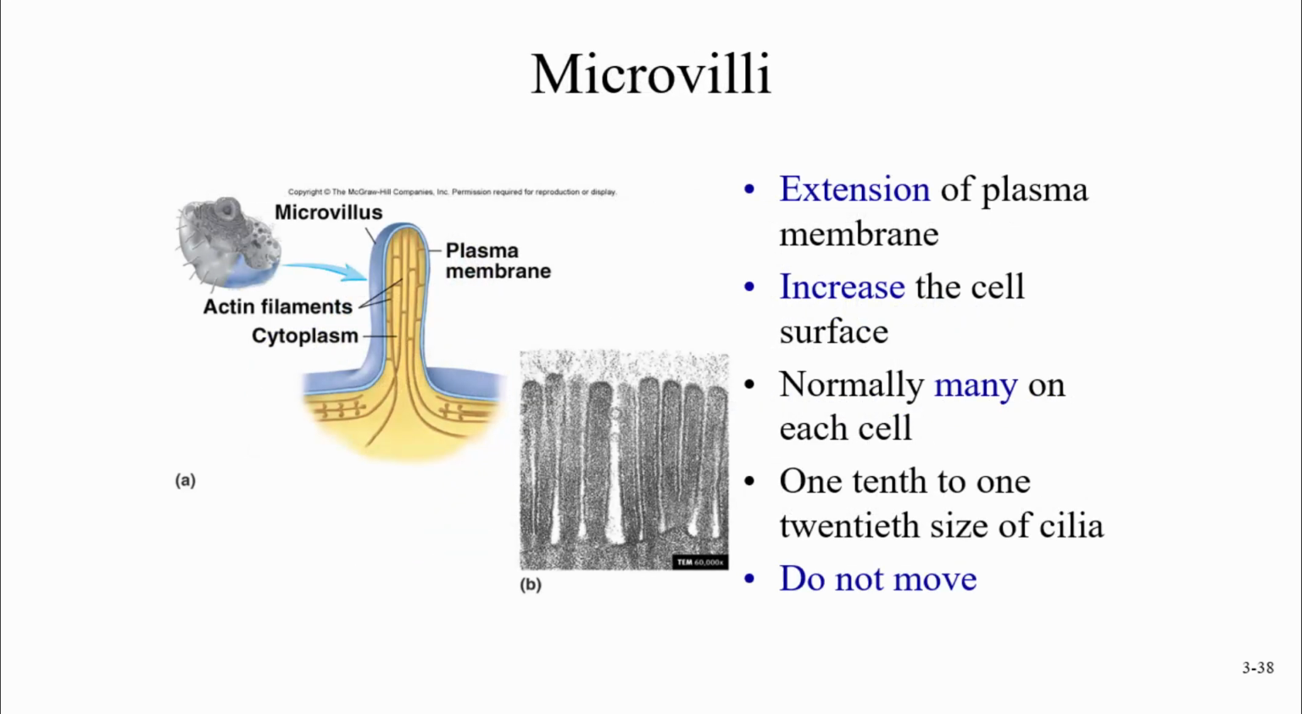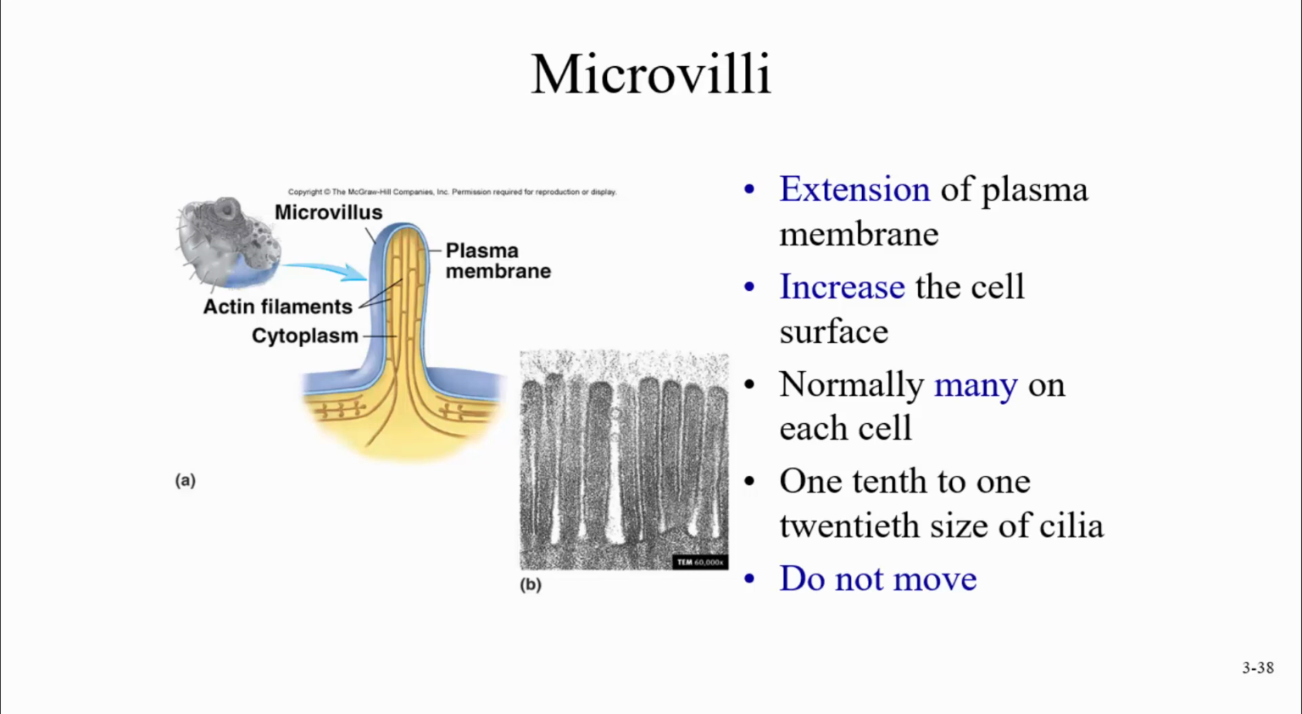And then microvilli, these are extensions of the plasma membrane. People get this confused with cilia, but they're a lot smaller than cilia. They're 1/10 to 1/20 the size of cilia. And there's going to be a lot of them. And what they do is they increase the cell surface.